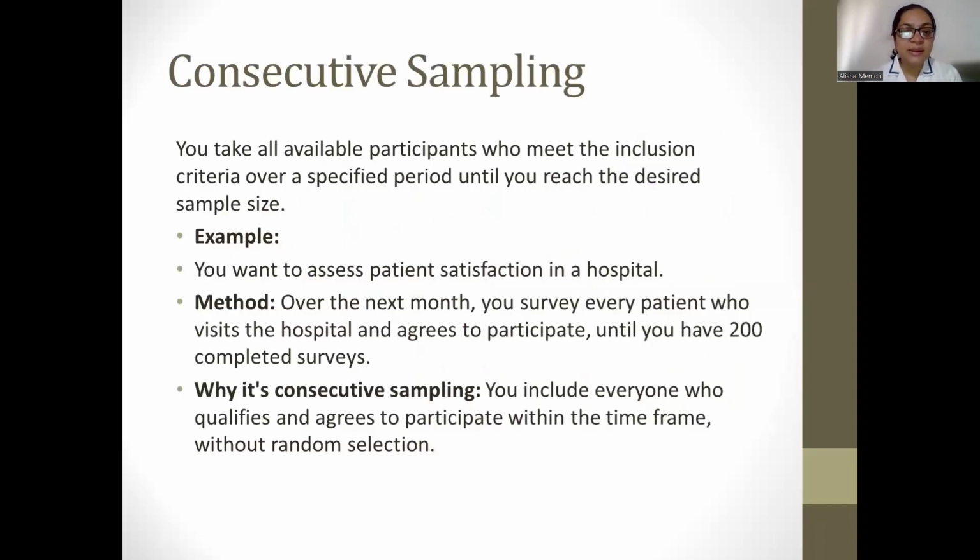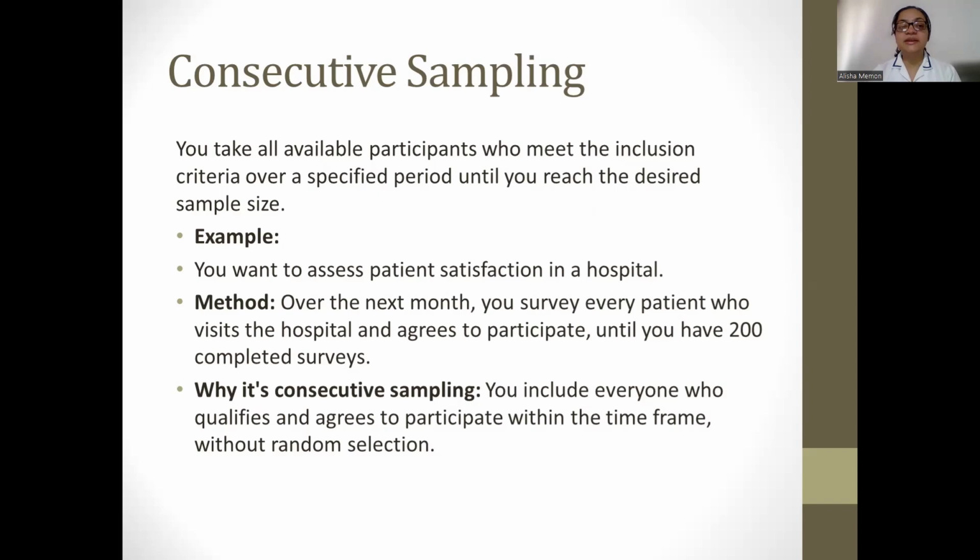Coming to consecutive sampling, you take all available participants who meet the inclusion criteria over a specified period until I reach the desired sample size. Suppose I want to assess patient satisfaction in a hospital. Over a period of 1 month, I will survey every patient who is visiting the hospital and who is giving consent to participate in the study until I reach the sample size of 200. I will keep doing this over a period of 1 month. This is known as consecutive sampling.